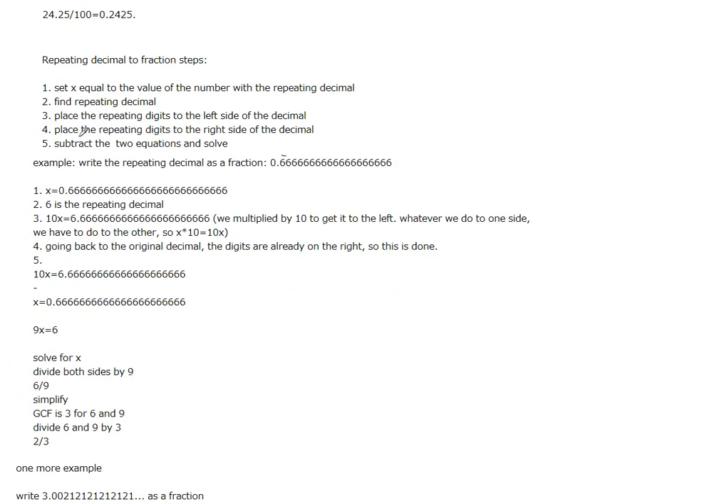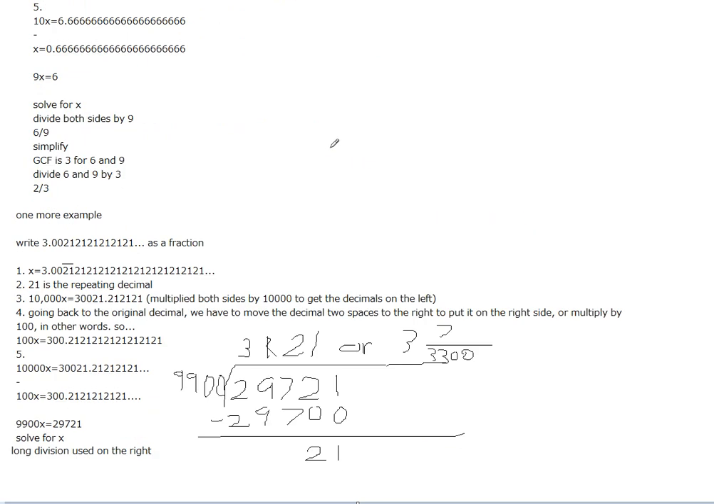So now we have to place the repeating digits to the right side of the decimal. So if we go back to the original equation, step 1, x equals 3.002121. We have to move the decimal 2 spaces to the right to put it on the right side, or multiply it by 100. So we have 100x equals 300.212121. We multiplied 3.002121 by 100, because if you go where the decimal is, we're going to move it 2 spaces to the right, so 1, 2. That gives us 300.212121. So now the repeating digits are on the right side.